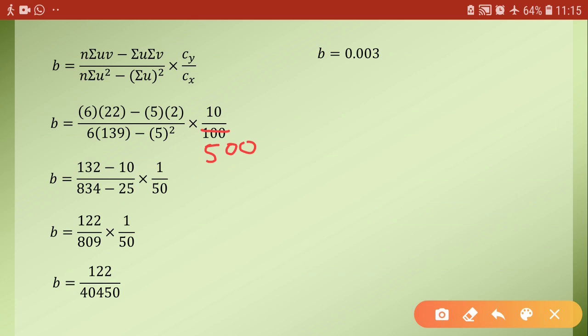Now solve. 22 into 6, 132. See here, 5 2s are 10. 6 into 139, 834. Square of 5 is 25. So the 0s cut, it's 1 by 50. See here, now 132 minus 10 is 122. 122 upon 834 into 1 by 50. So 122 into 1 is 122, and 834 into 50 is 405. So you will get B as 0.03.